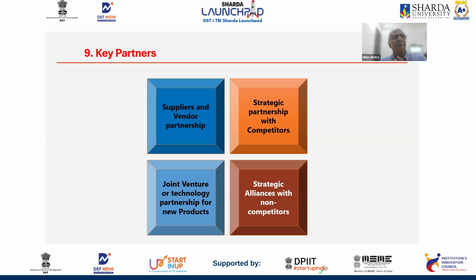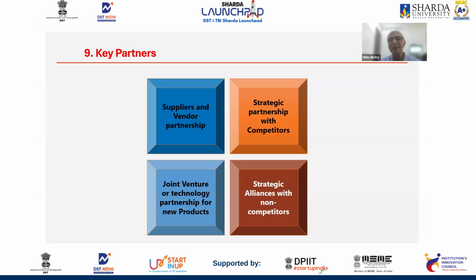Second example, Flipkart and Motorola. The Moto G was initially launched through Flipkart. Flipkart is e-commerce, while Motorola is a mobile phone company. But Flipkart actually helped in the launching of Moto G. So again, it's a strategic alliance with non-competitors, because both are in different fields, right?